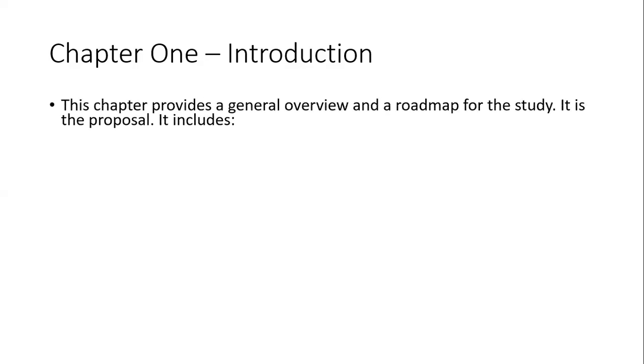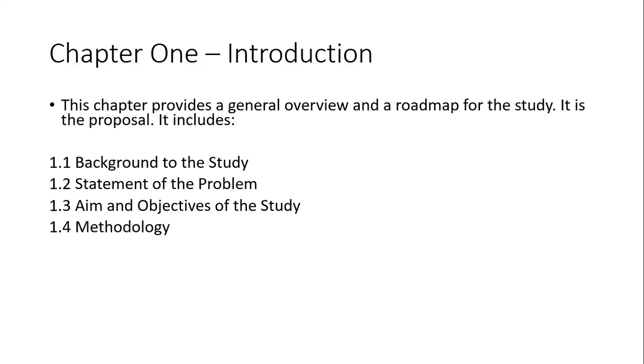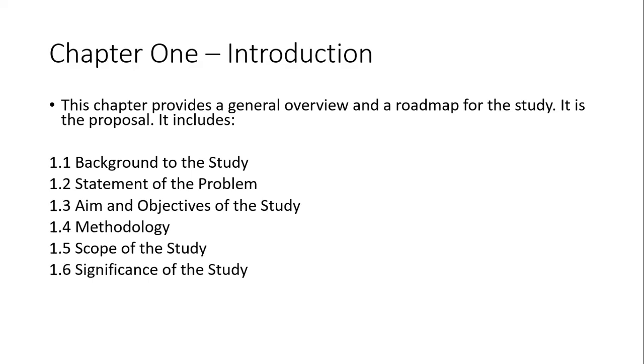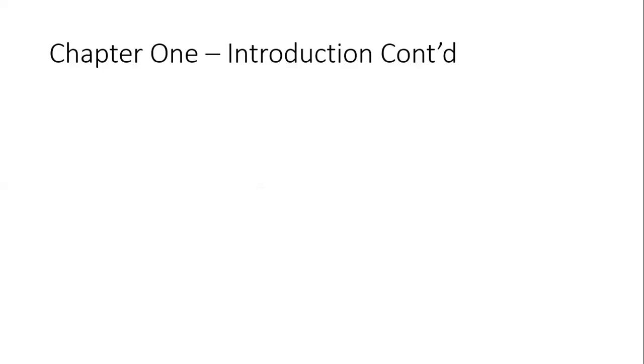So this chapter provides a general overview and a roadmap for the study. It is the proposal, okay? And it includes the background of the study, usually 1.1, the 1.0, the statement of the problem, the aim and objectives of the study, the methodology, the scope of the study, the significance of the study, the research questions or hypothesis, and the outline of the thesis, dissertation, or project.